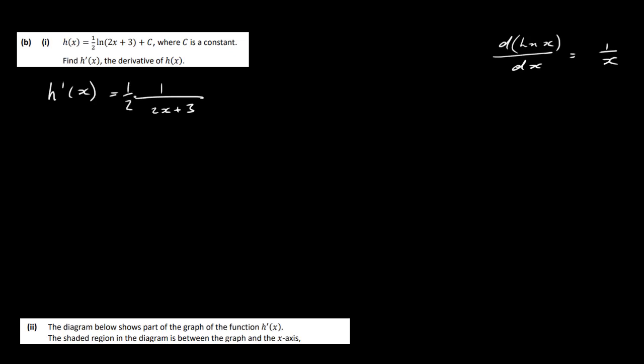And because it's not log x, it's log of some function of x, we've got to differentiate what's inside the bracket as well. So that's a 2x plus 3. And if we differentiate that, we get 2 over 1. So if we do that, 2 times a half is 1, or just this 2 on the bottom will cancel with that 2 on the top there. And we end up with 1 over 2x plus 3. And that's it for that part of the question.